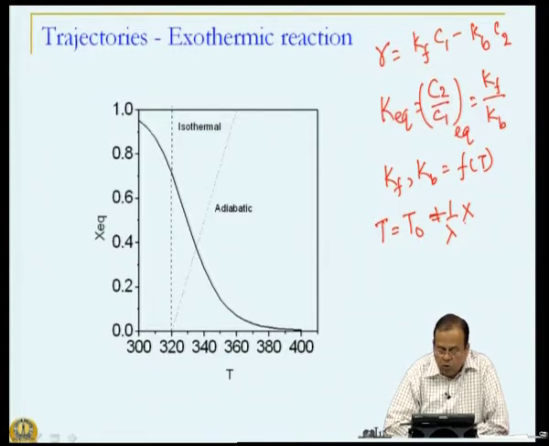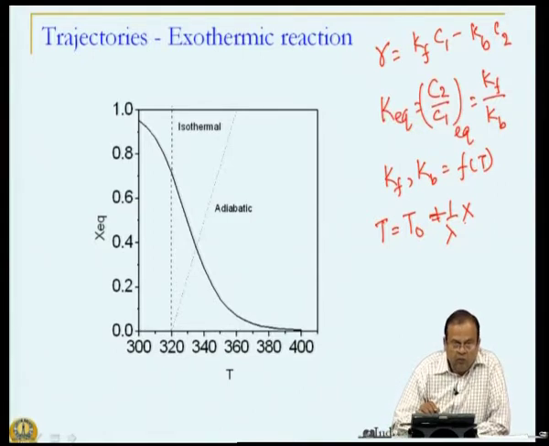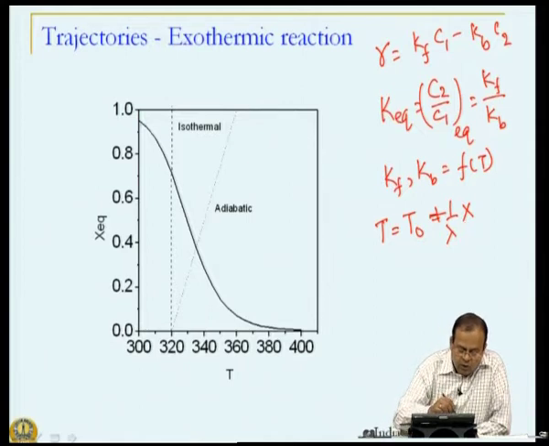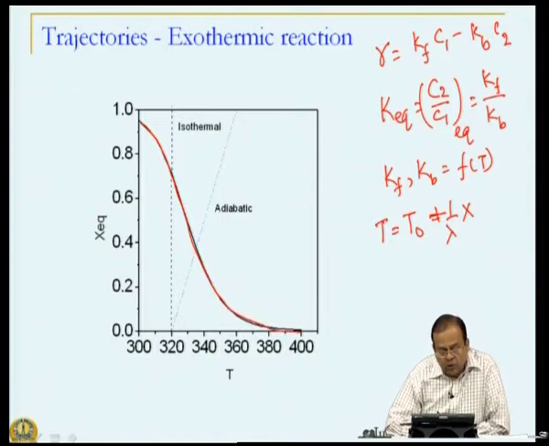Okay. So, suppose we now plot conversion as a function of temperature. We have, for example, our equilibrium line, right. This is what we had seen earlier. For an exothermic reaction, the equilibrium conversion decreases as temperature is increased. Okay. So, we have this particular line.